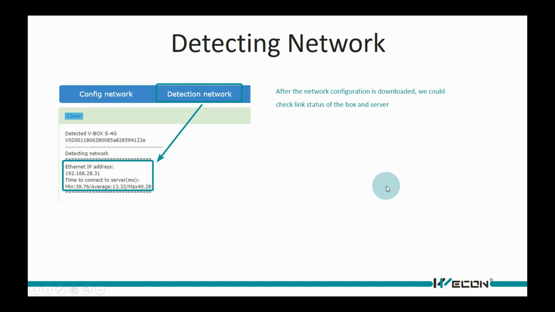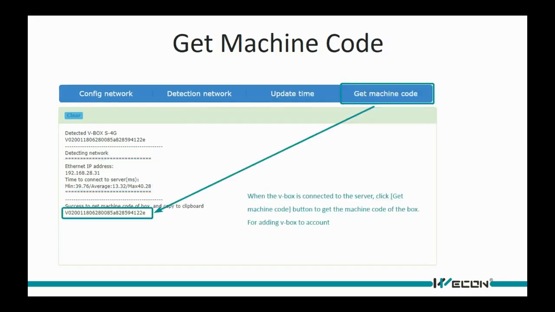When the V-Box is running, we could click the detection network to check whether the device is connected to the server. When the V-Box is connected to the server, click Get a chain code to get a chain ID for adding the device to our account.